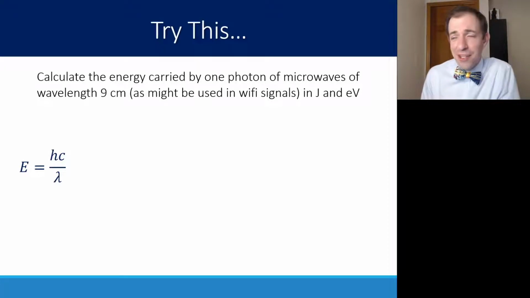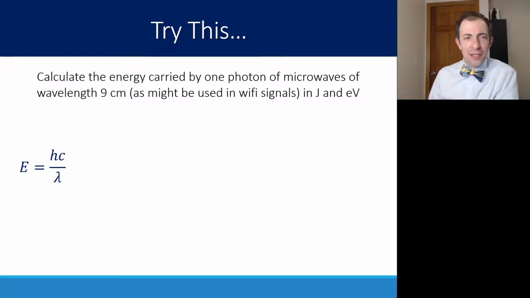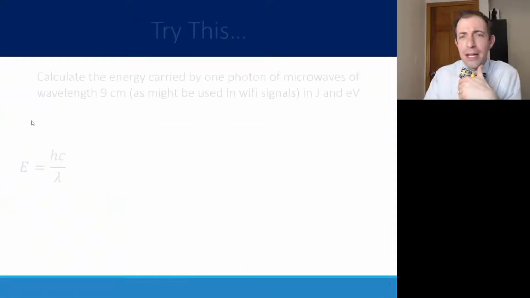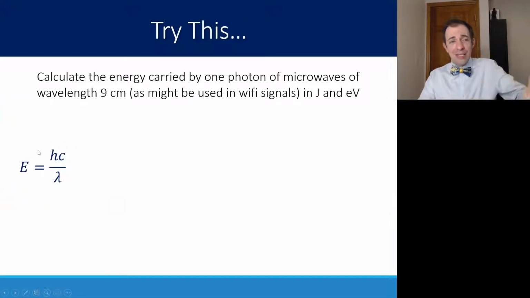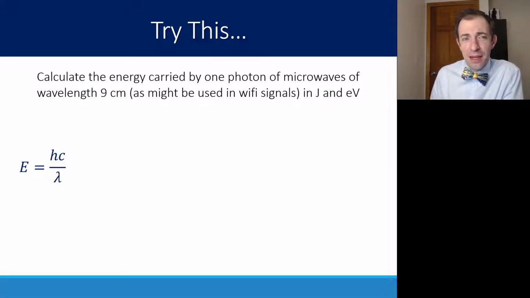All right, let's see this in action. If I have this equation here, I'm rearranging that second equation, the one that's presented as lambda is equal to hc over E. I just rearrange that to solve for E. E is equal to hc over lambda. I want to calculate the energy carried by one photon of microwaves of wavelength 9 centimeters.